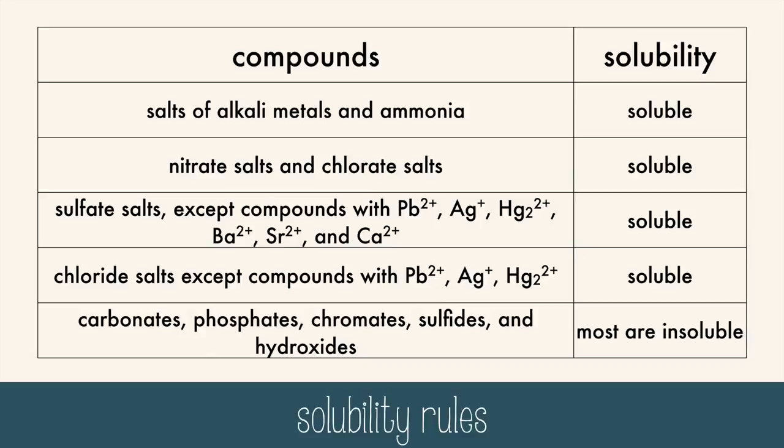Using these rules, you can figure out which product will form the precipitate. So, lead 2 sulfate, as an example, is insoluble, a precipitate, because the lead 2 ion is one of the exceptions to the general sulfate rule, making it insoluble.